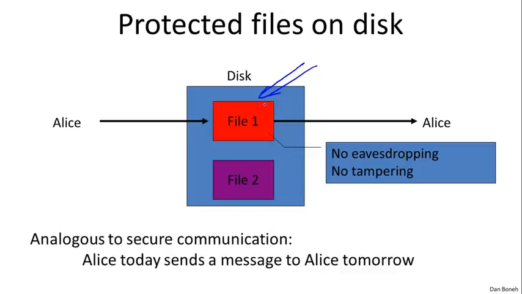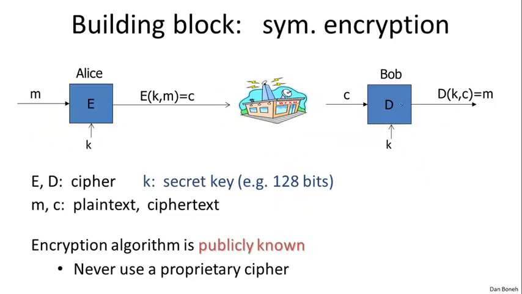Now, I want to make a minor philosophical point that in fact storing encrypted files on disk is very much the same as protecting communication between Alice and Bob. In particular, when you store files on disk, it's basically Alice who stores a file today wants to read the file tomorrow. So rather than communicating between two parties, Alice and Bob, in the case of stored disk encryption, it's Alice today who's communicating with Alice tomorrow.